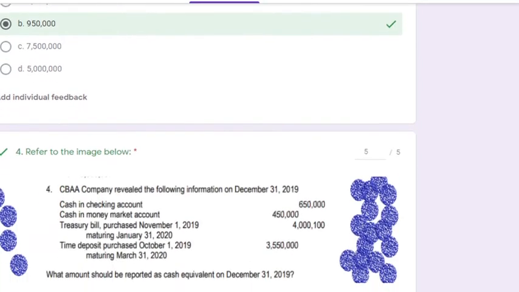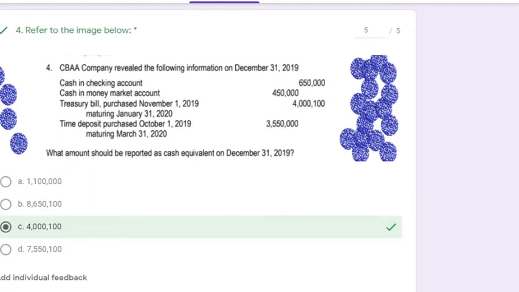Okay. Number 4. What amount should be reported as cash equivalent on December 31, 2019? Remember, ang tinatanong cash equivalent. So, baliktad dun sa number 3. Alisin mo na agad yung cash in checking account at cash in money market account dahil automatic yan ay cash. Ang titingnan mo yung negotiable instruments. Alin ba dyan? The treasury bill and the time deposit.